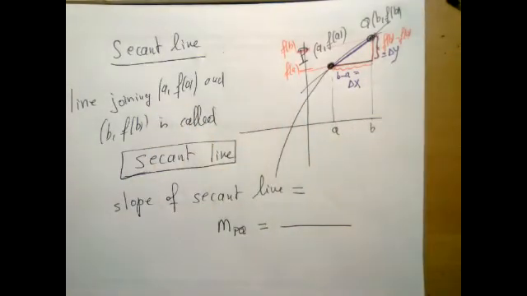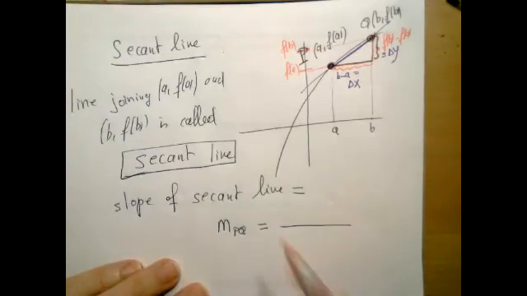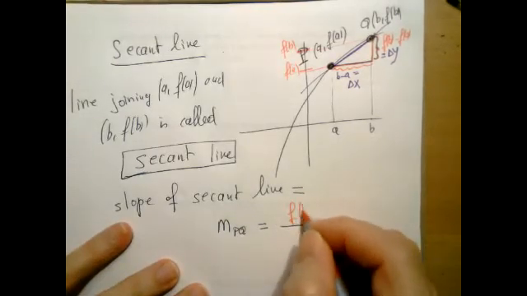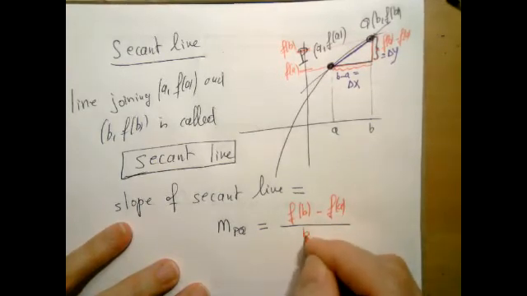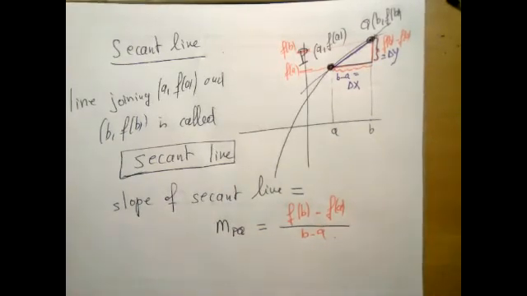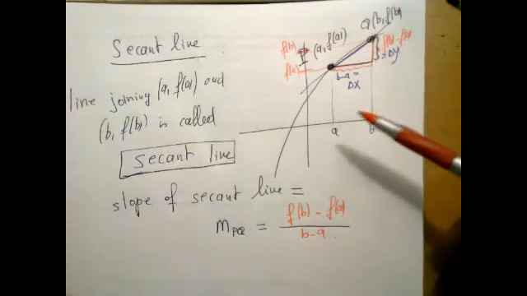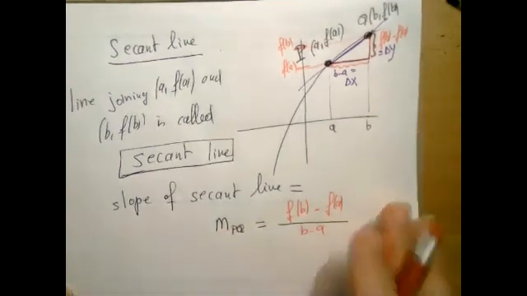So the slope of the secant line is nothing more than the change f of b minus f of a, or delta y, divided by b minus a, which at some point in the beginning of the course, we called the average rate of change. Okay, so that's a secant line, and that's the slope for the secant line.